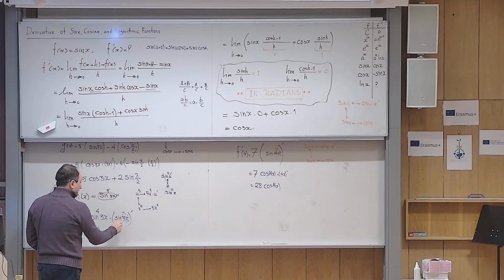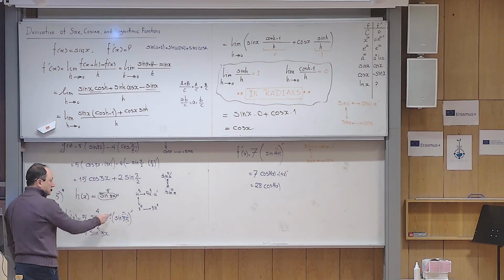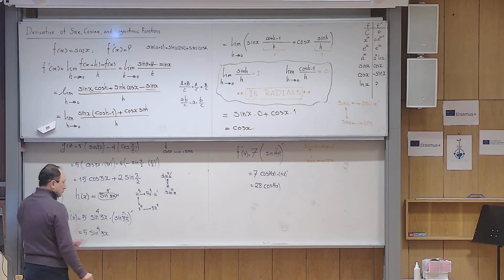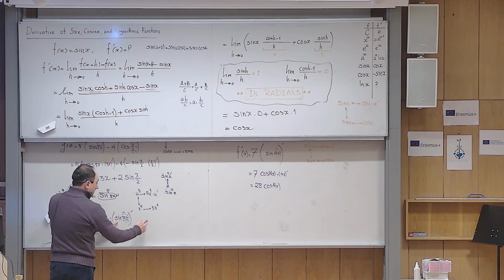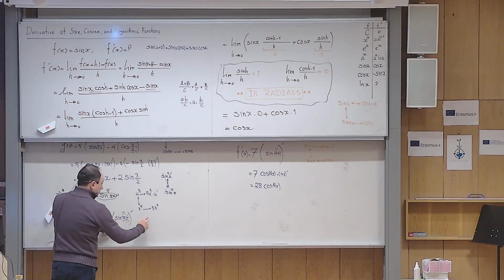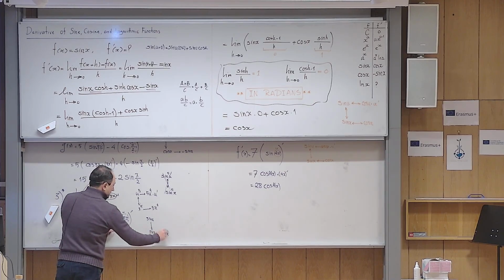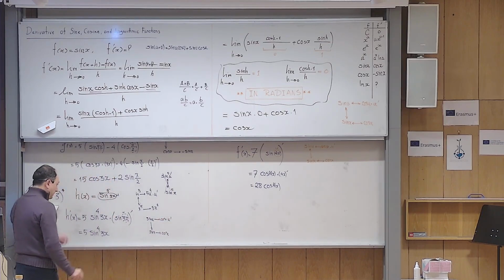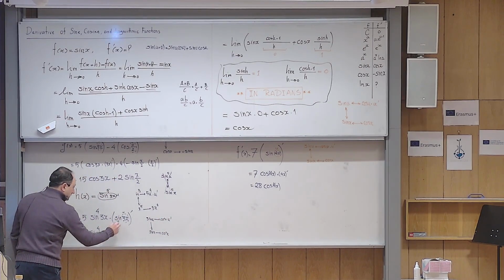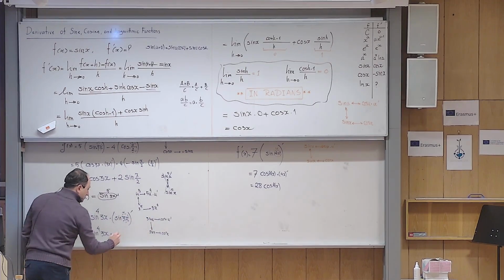Is it a good choice? It was not a good choice in the beginning, but it is a good choice and the only choice here. Why is it good? Because if I replace this with u, I will have sine u. It is comparable to sine x. The derivative of sine x is cosine x. This one becomes cosine u times u prime.